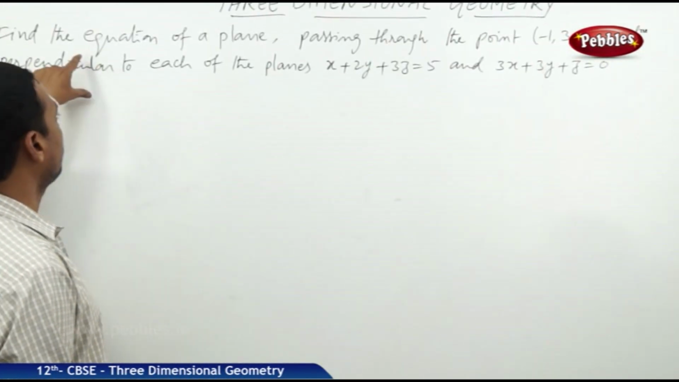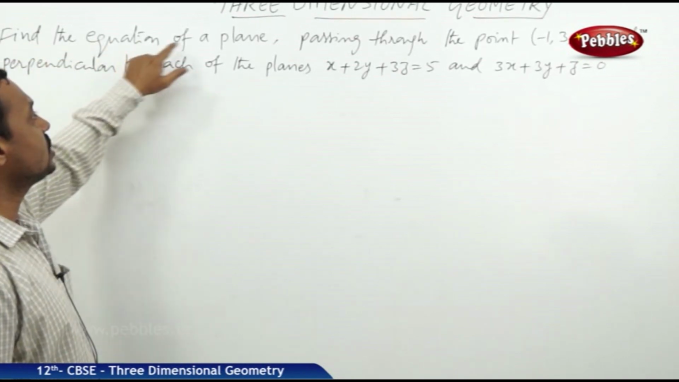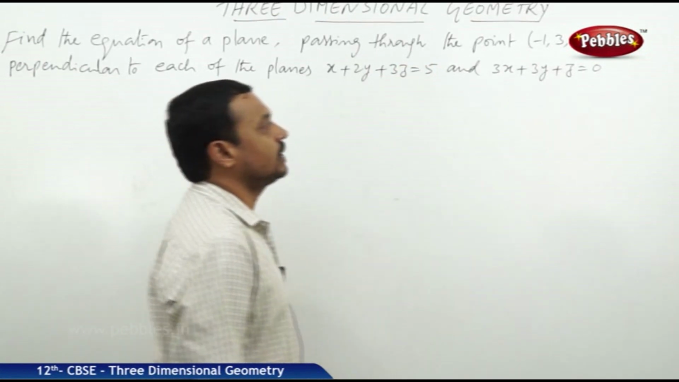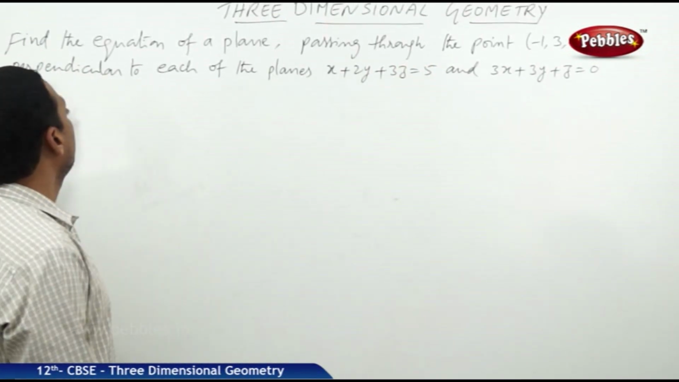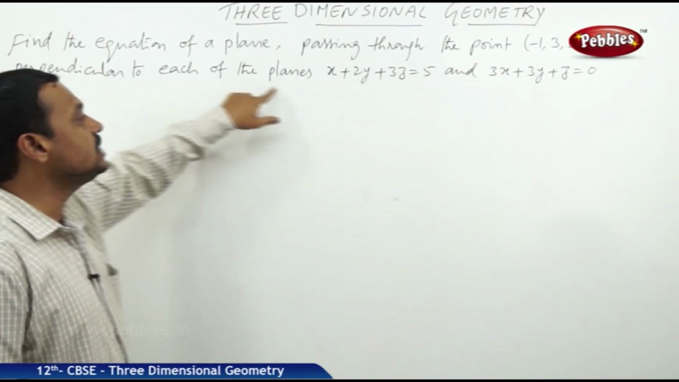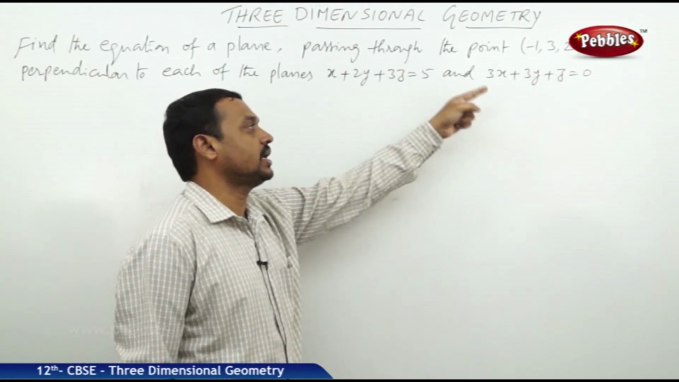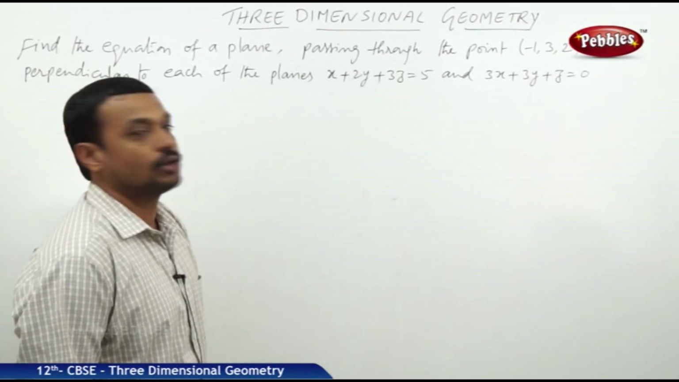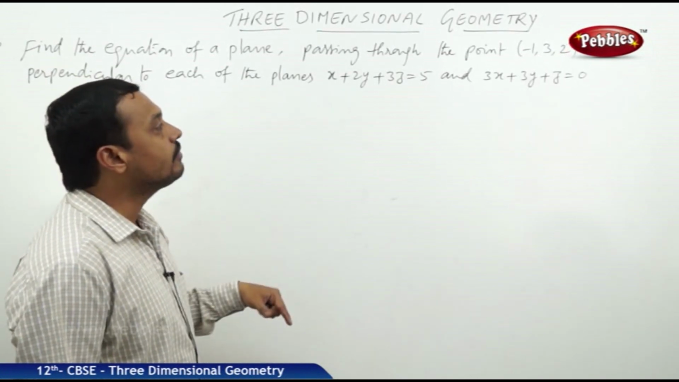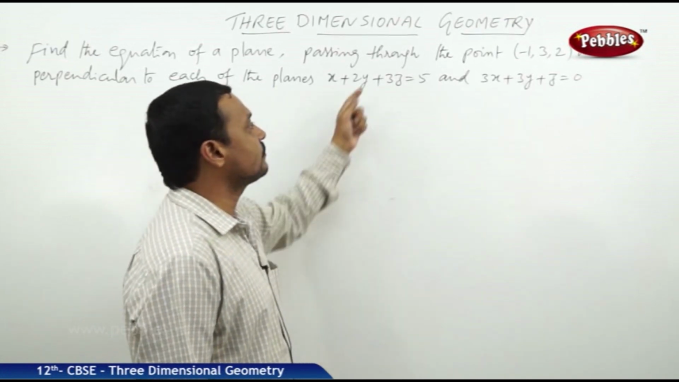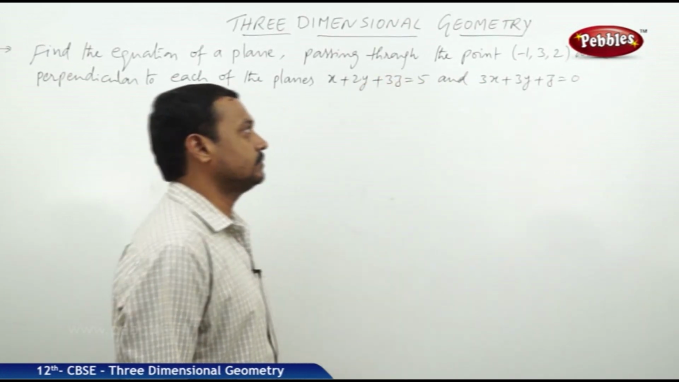Now we have one more problem. Find the equation of a plane which passes through the given point (minus 1, 3, 2) and is perpendicular to each of the planes x plus 2y plus 3z equals 5 and 3x plus 3y plus z equals 0. What is the equation of the plane that is perpendicular to the given two planes as well as passing through the given point?